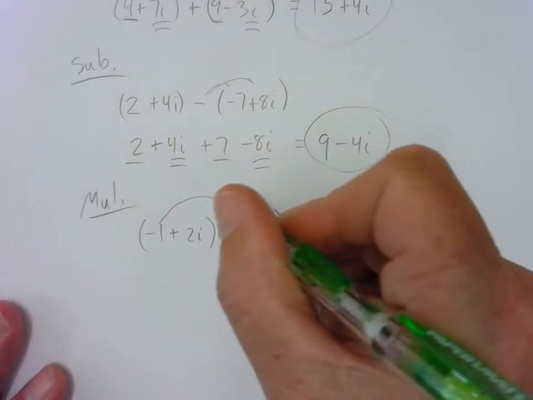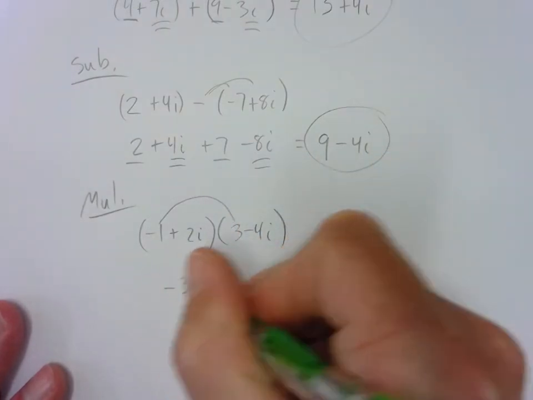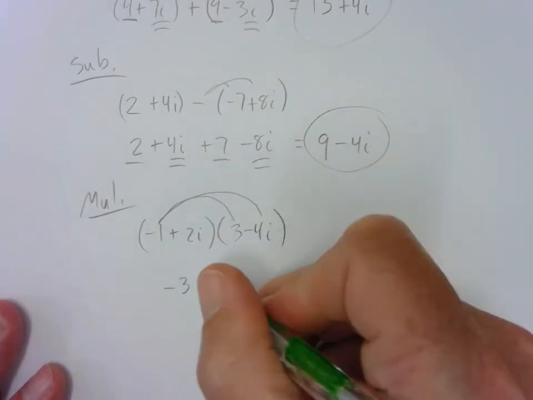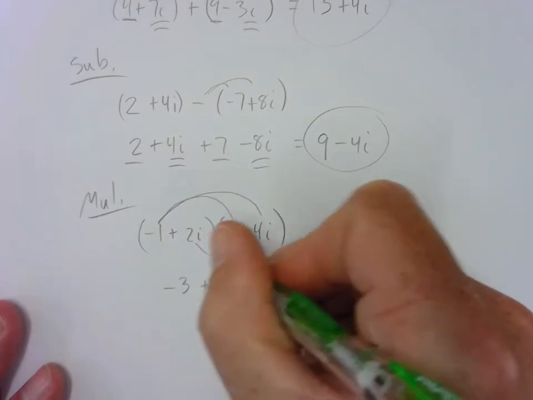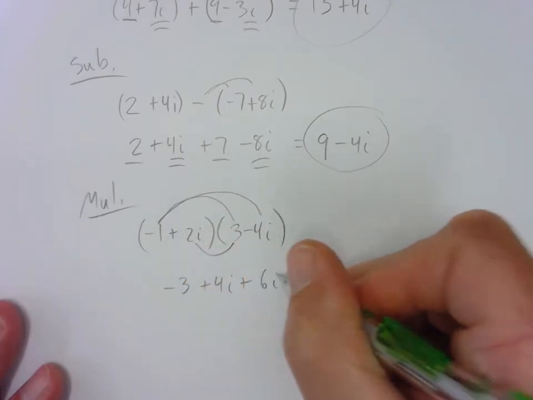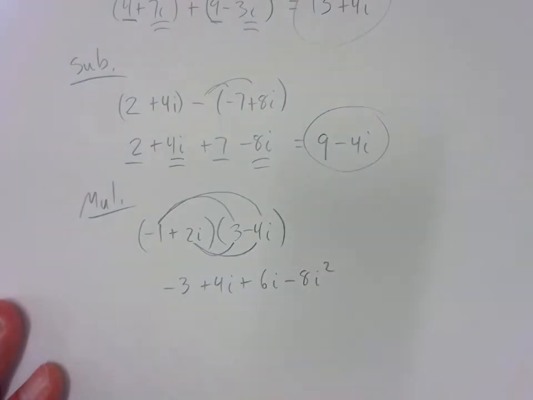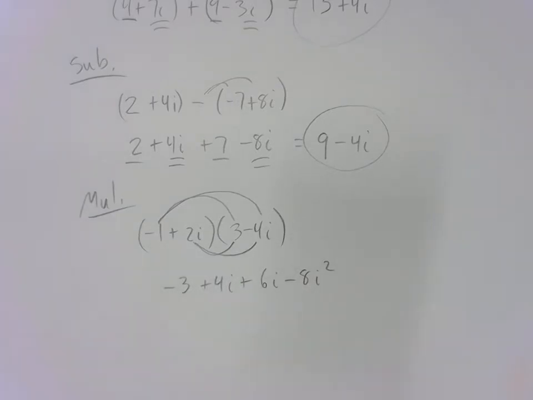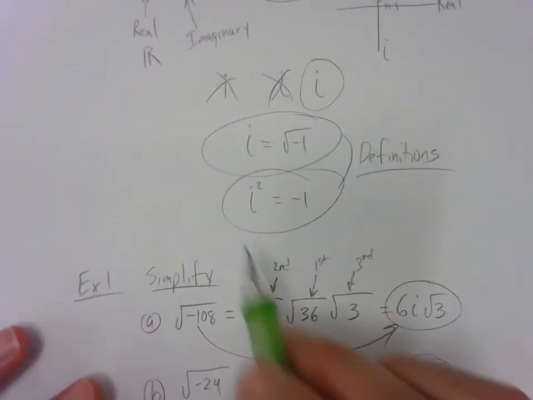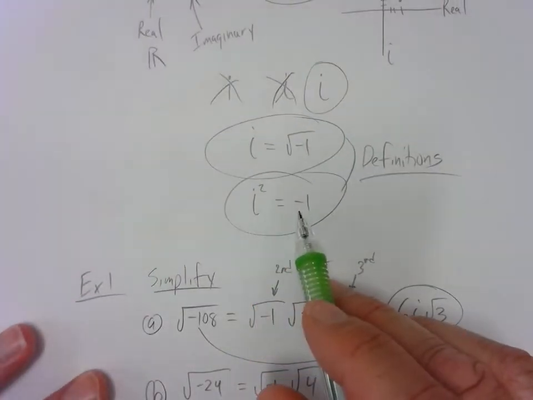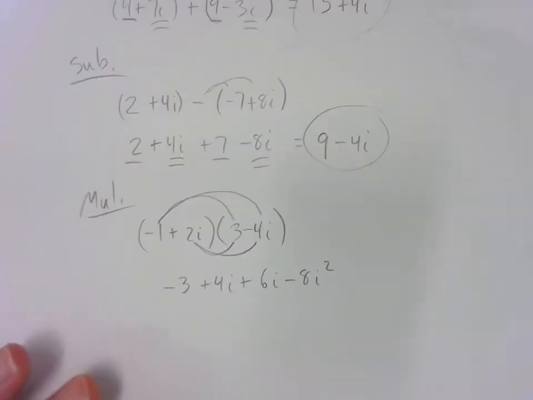So this times this is negative 3. This times this, positive 4i. Insides, plus 6i. And last, negative 8i squared. So I just treated this like an x and just multiplied things together. No big deal. But we have a definition from the page before that says that i squared is negative 1. So we're going to incorporate that.